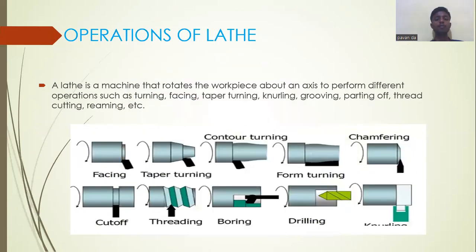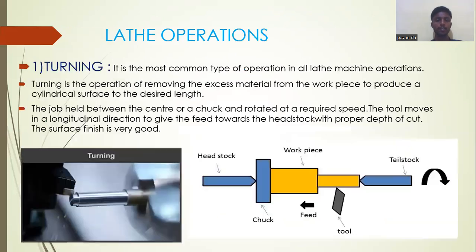What are the operations of lathe machine? A lathe is a machine that rotates the workpiece about an axis to perform different operations. As you can see in the below picture, these are the operations that a lathe machine can perform like facing, taper turning, counter turning, form turning, chamfering, cutoff, threading, boring, drilling and knurling. Now let's discuss the operations of lathe one by one.